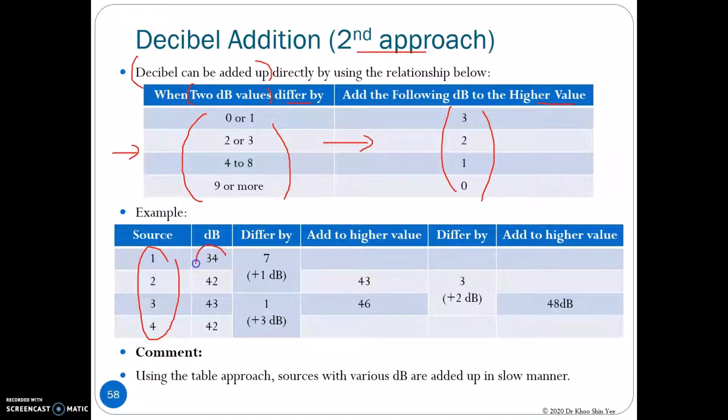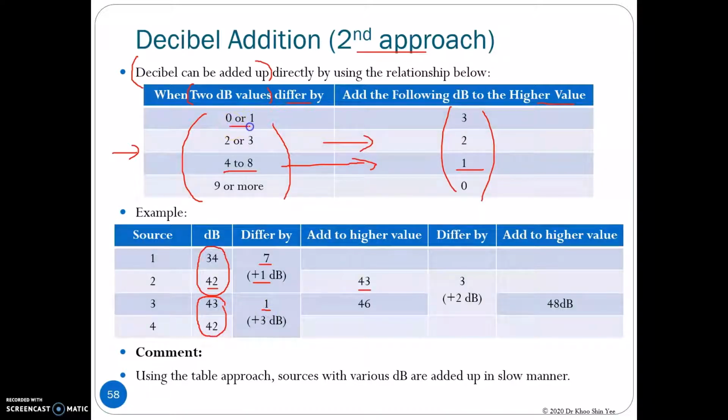You can see the dB values are different for these sources. The difference between the two sources here is equal to 7. Based on the table here, we need to add 1 to the higher value. Therefore, add 1 to the 42, you obtain 43. The difference between the next two sources is equal to 1.